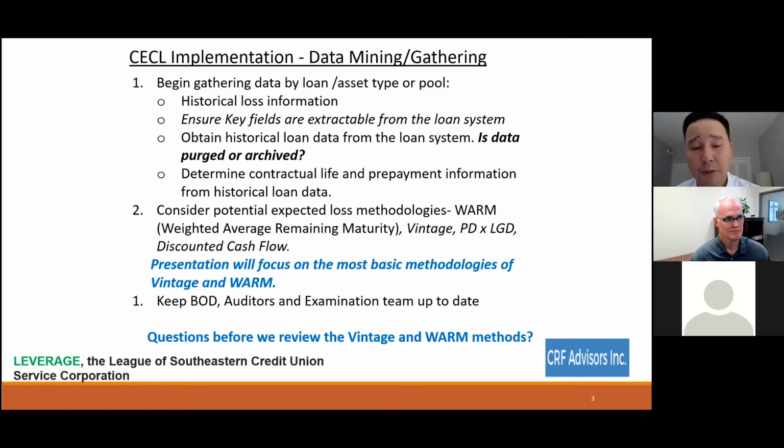Okay, we have certain clients that can go back 20 years, which is great. But ideally, for the initial setup of your calculation, if you choose to use what's called a vintage analysis, you would want to try to get that historical loss information, historical loan data, as well as loss information from your core provider. Okay.